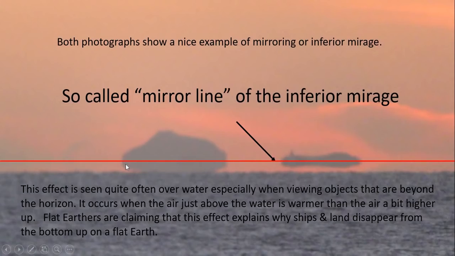Now, this well understood optical effect has been hijacked by flat earthers. They're claiming that this can explain why ships and land disappear from the bottom up on a flat Earth. I won't go into details of why they claim this or what they claim is going on, because, well, they don't go into any details about it. They simply make the assertion that because we are seeing something that isn't really there in this location, then it's possible for that to be hiding what should be there, or what actually is there.